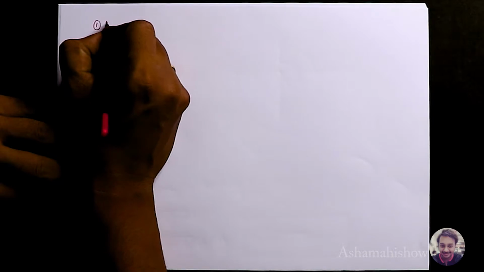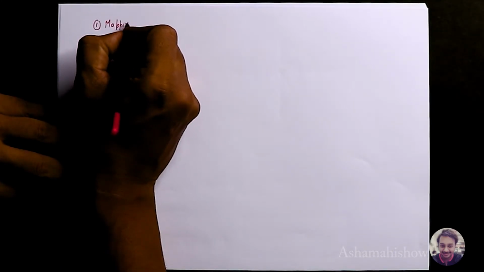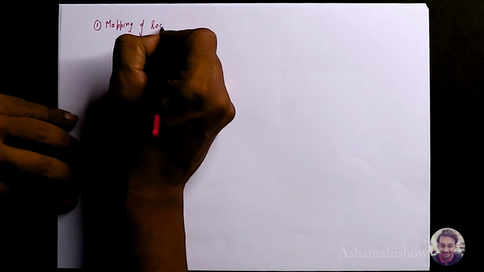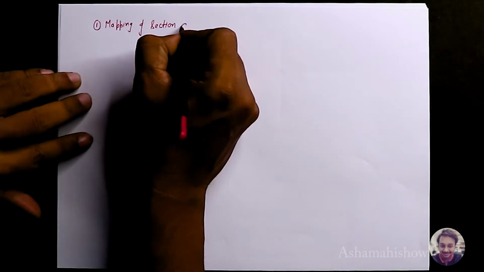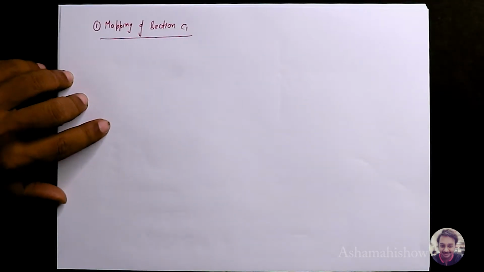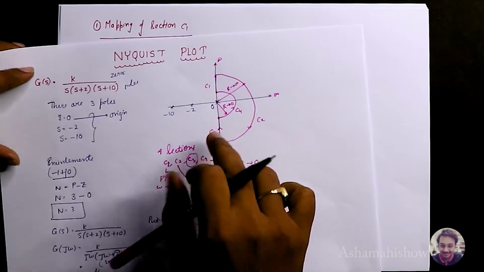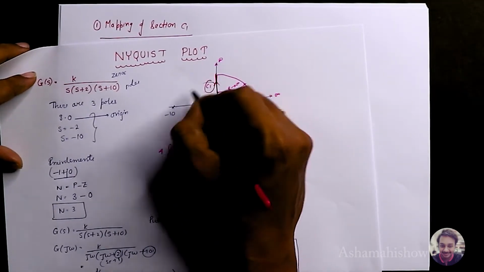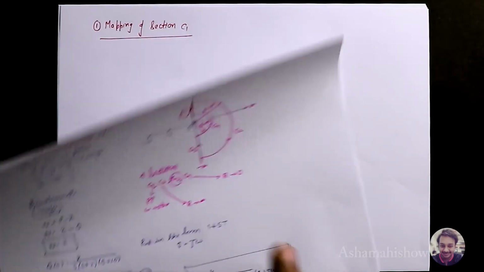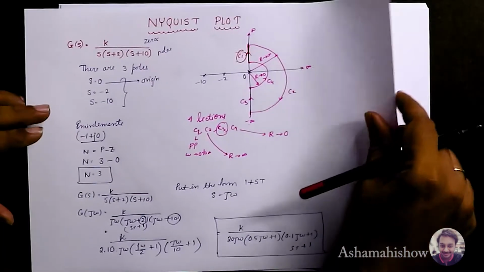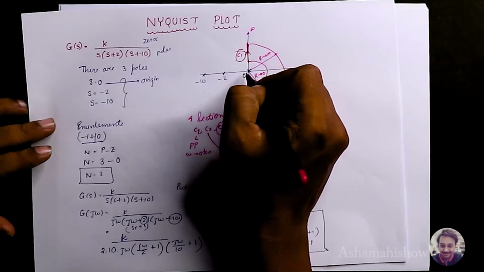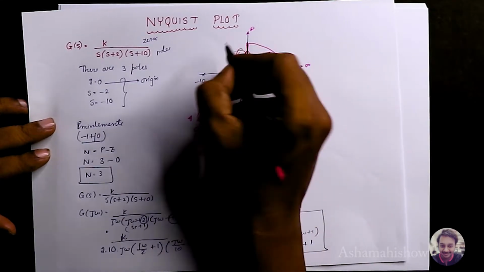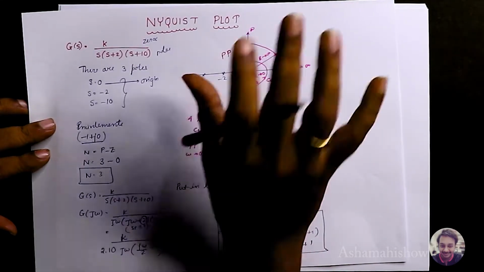Now our first mapping. Mapping of section C1. Okay, as I told, we have 4 sections, right? So I am doing this one, mapping of section C1. I am doing C1 here. Okay, so C1, as I told, is where omega is varying from 0 to infinity, so it is nothing but a polar plot.